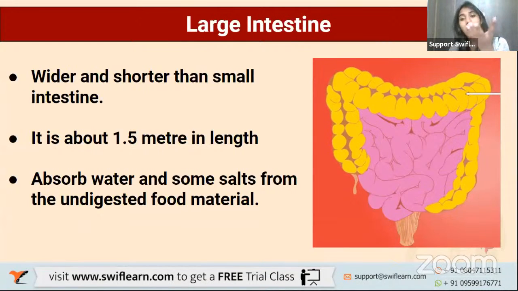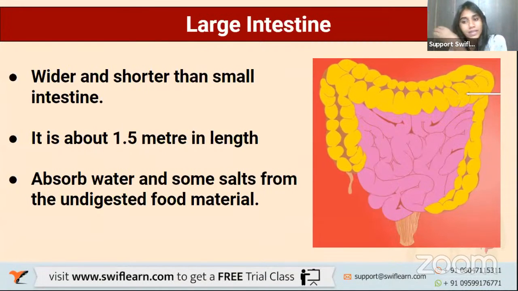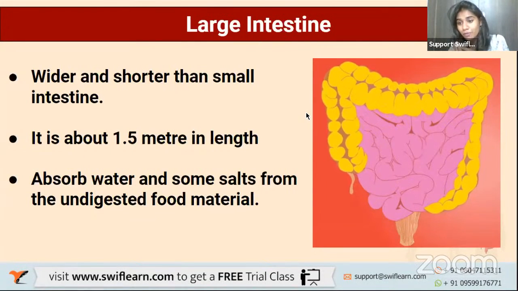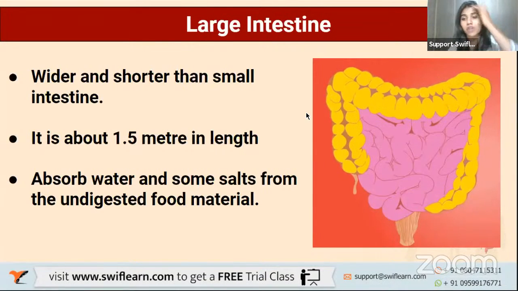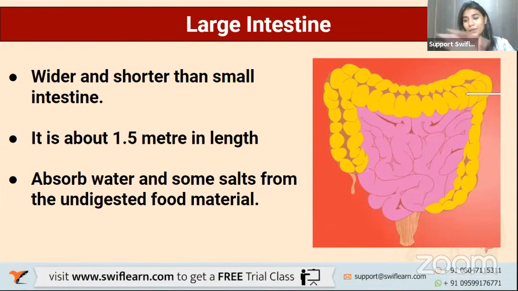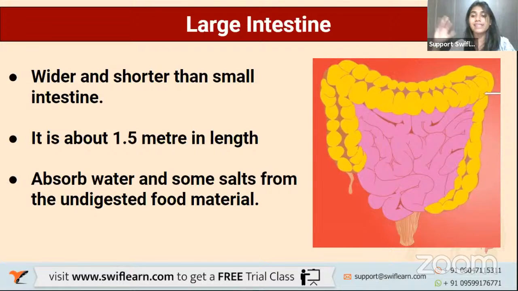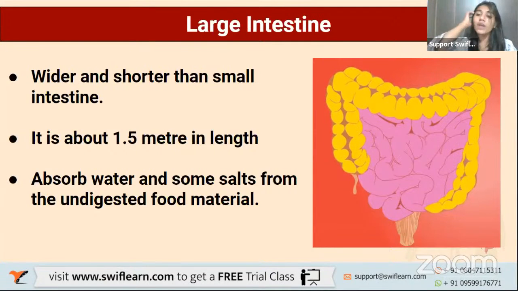After the large intestine comes your rectum and anus, and after that it is excreted out. So if there is any water or salt left in the food, your large intestine works for a final quick absorption. Absorption basically starts from the small intestine, but any left-over water and salt is absorbed by your large intestine.